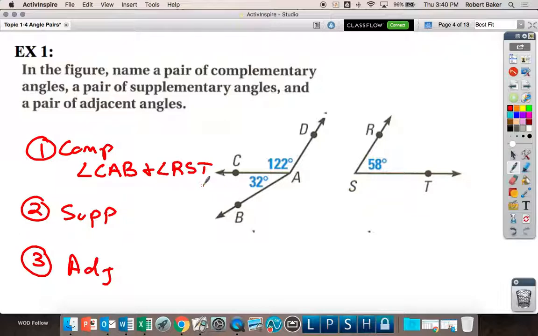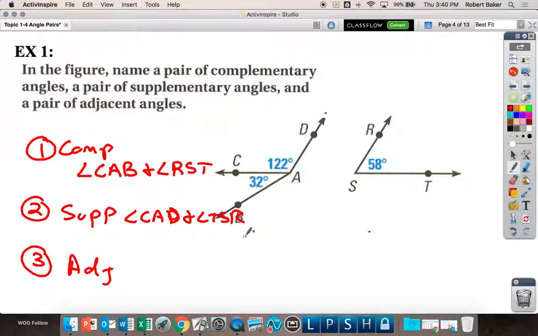Where do you want to stop next? Stop 2 or stop 3? Number 2, supplementary angles, and you infer that supplementary adds up to 180. Who wants to give that a go? Go ahead. Angle CAD and angle TSR. Nailed it. Does 122 and 58 make 180?